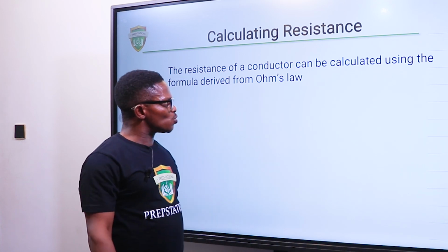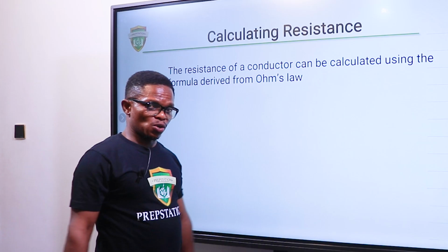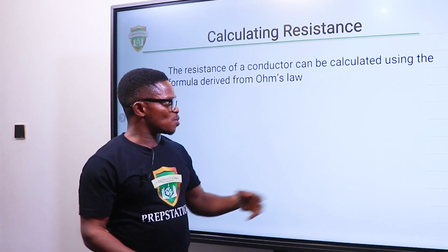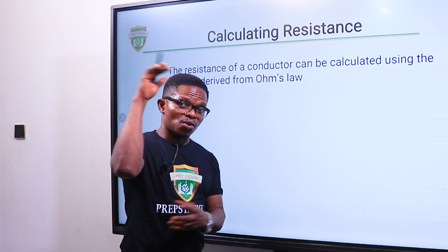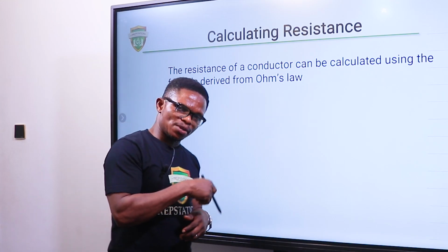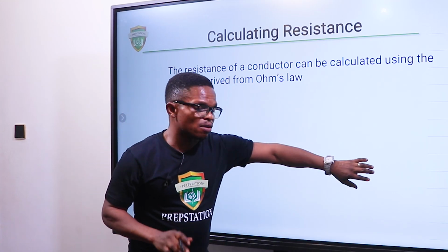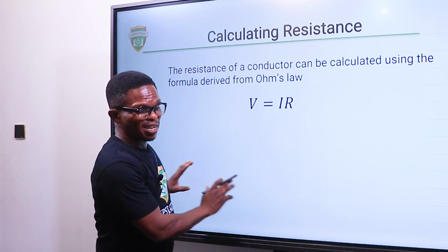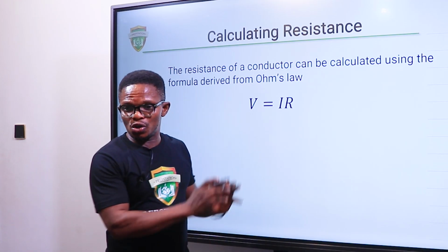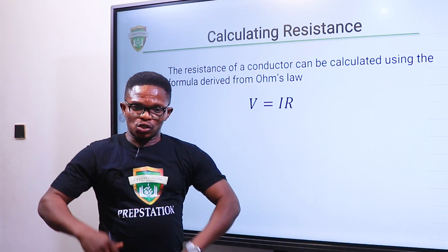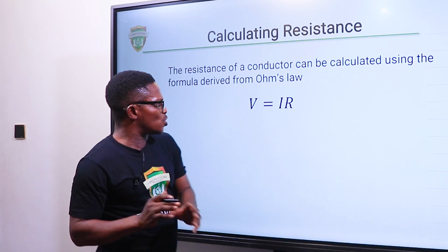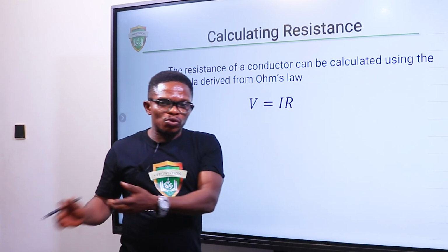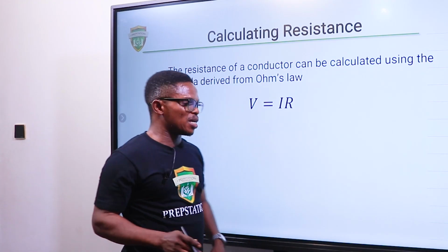So what is Ohm's law? Maybe I should just state it before I continue. Ohm's law simply states that the current flowing through a conductor is directly proportional to the potential difference across the conductor, provided temperature and every other physical constraint remains constant. And don't forget, we have two types of conductor: the ohmic conductor and the non-ohmic conductor. An ohmic conductor obeys Ohm's law. A non-ohmic conductor does not obey Ohm's law, and they fall into the category of semiconductor.